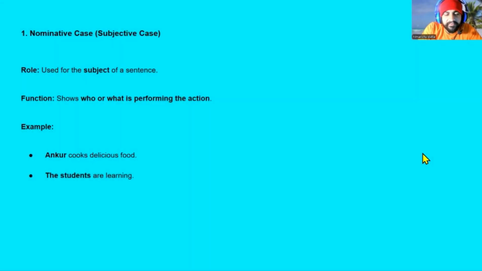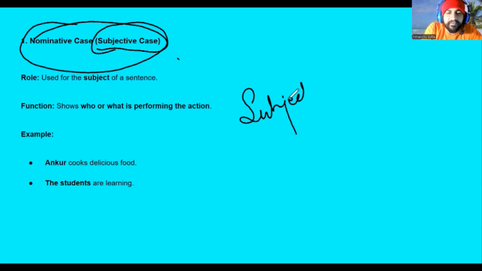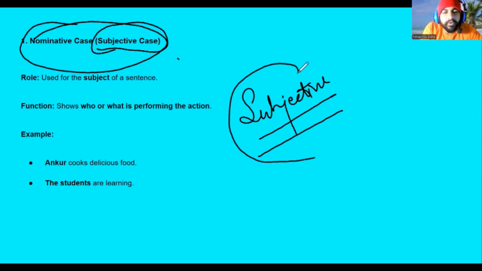The first one is the nominative case, which is also known as the subjective case. In English grammar, we know that when a certain thing is in the place of the subject, whenever a noun is placed in the place of the subject, then it is in the nominative case.